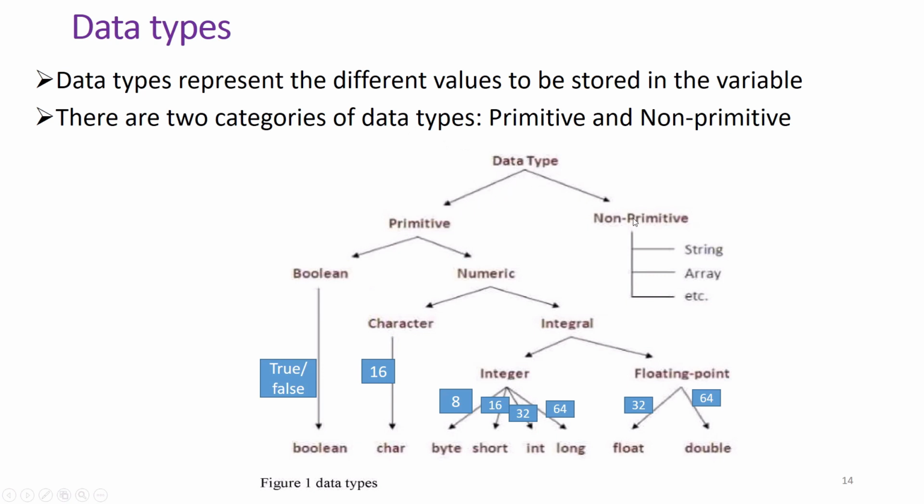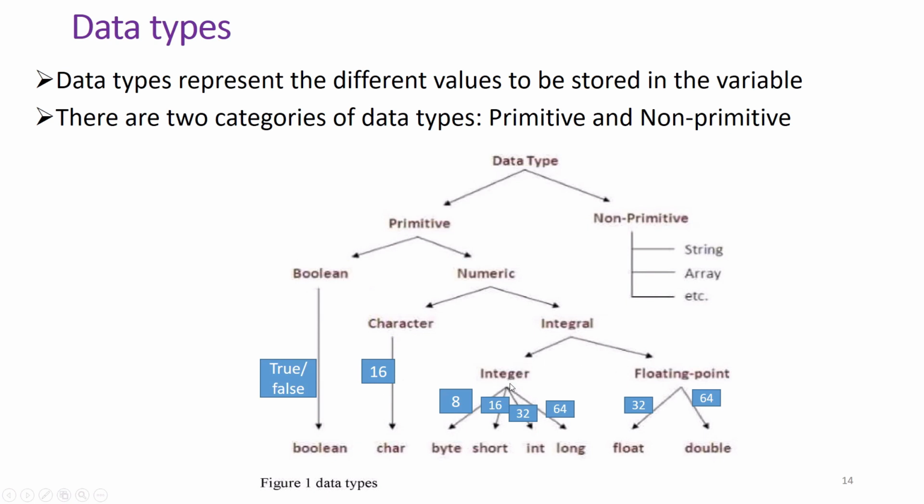non-primitive data types. String, array, and other user-defined data types are known as non-primitive data types, while Boolean and numeric data are known as primitive or basic data types. A Boolean variable can hold either a true or false value. Numeric data type is again divided into character and integral data types. A variable that holds character data can be declared using the char keyword, and each character can be represented by 16 bits. Integral data type is again classified into 2, integer and floating point.